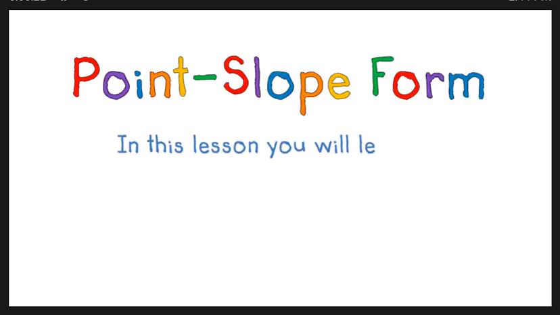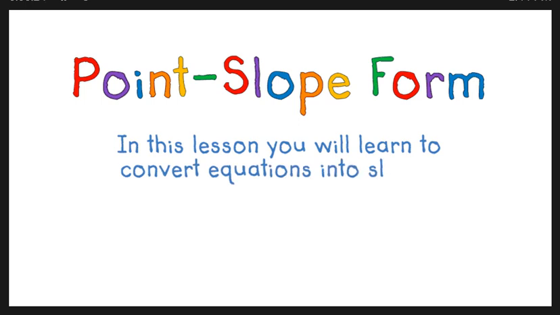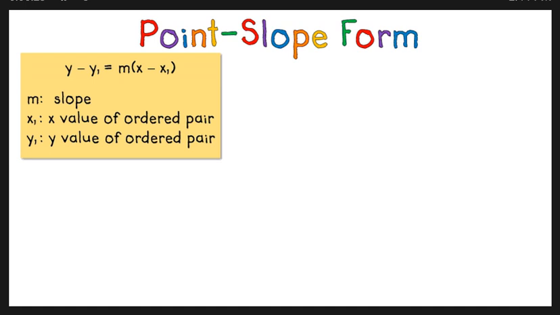In this lesson, you will learn to convert equations into slope-intercept form. So given the equation y minus y sub 1 equals m in parentheses x minus x sub 1, which is point-slope form, recall that m is the slope of the line, the x sub 1 is the x value of the ordered pair, and the y sub 1 is the y value from the ordered pair.